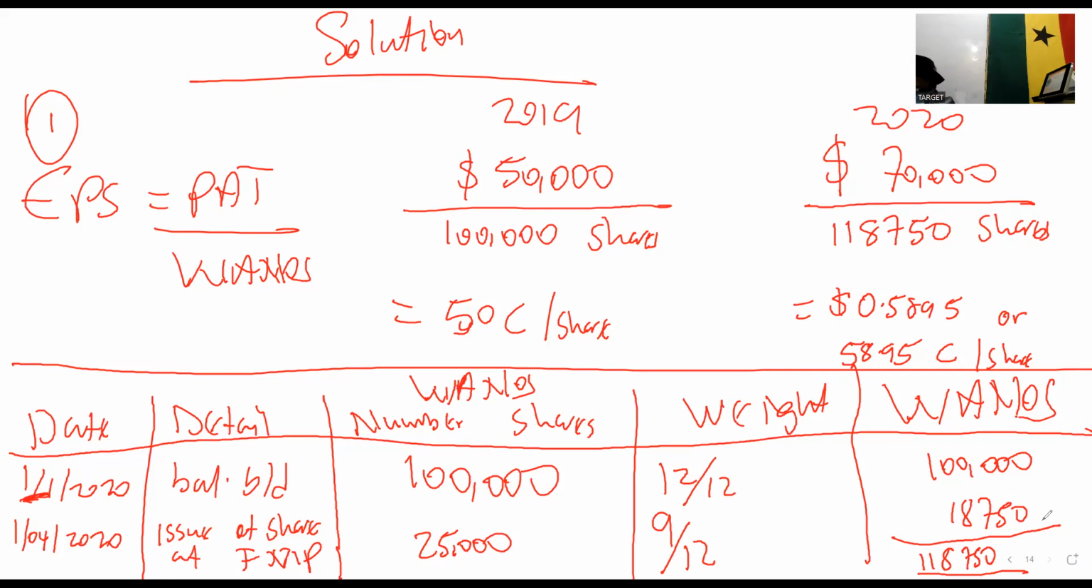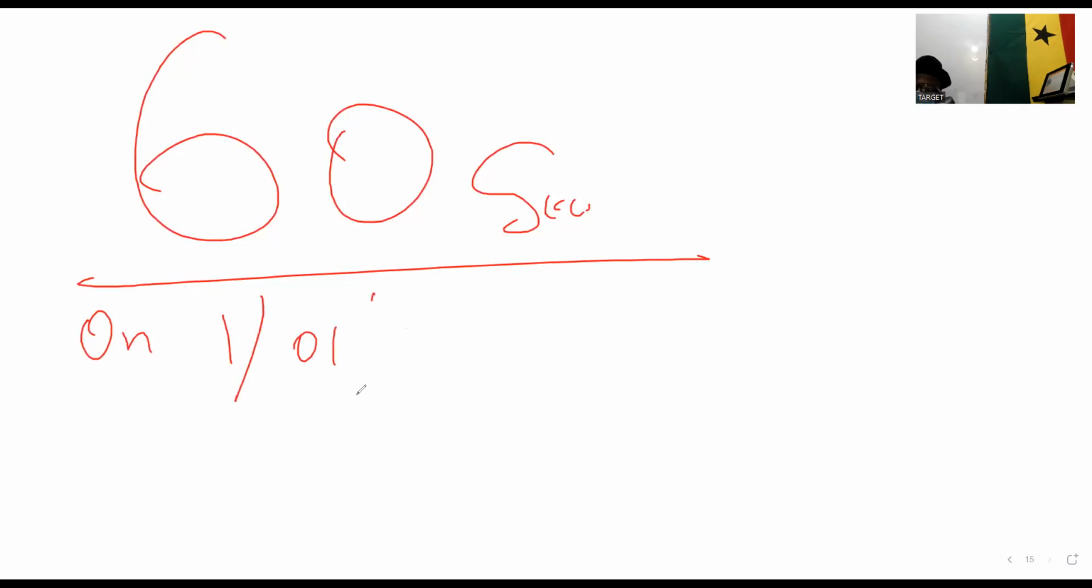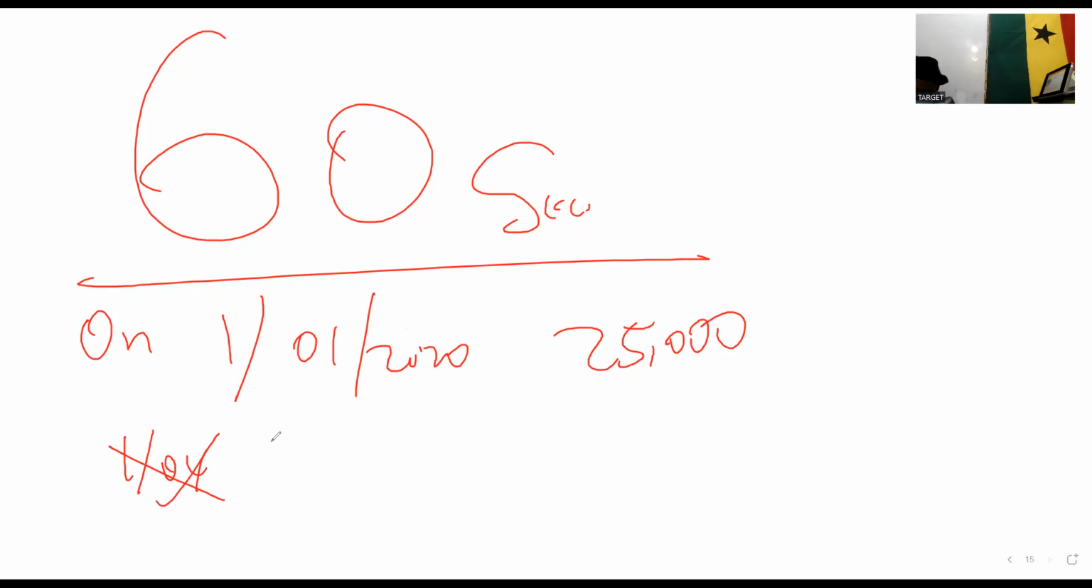Now I'm done with issue of shares at a full market price. Now, let me confuse more. Within the next just 60 seconds, you are solving this. What if the shares were issued on 1st January 2020 and they issued 25,000 shares? Not as stated 1st April, no. What if it's 1st January 2020? I just want you to understand certain things fully.